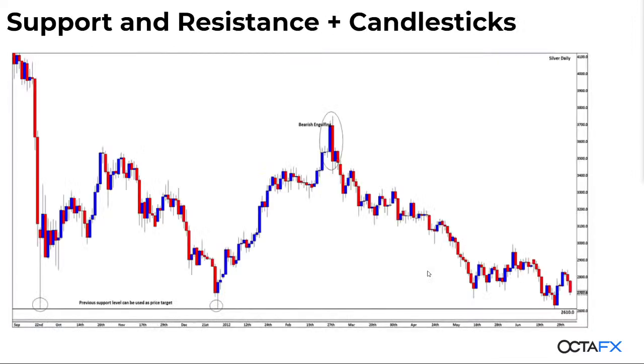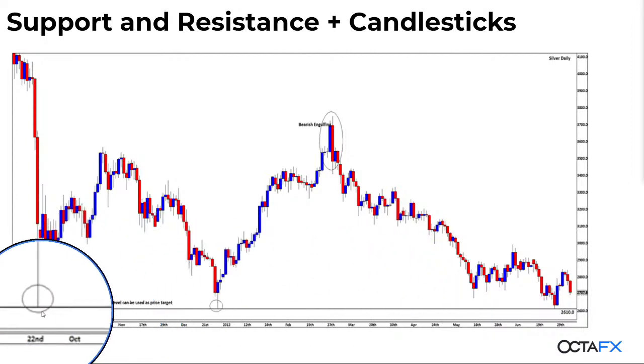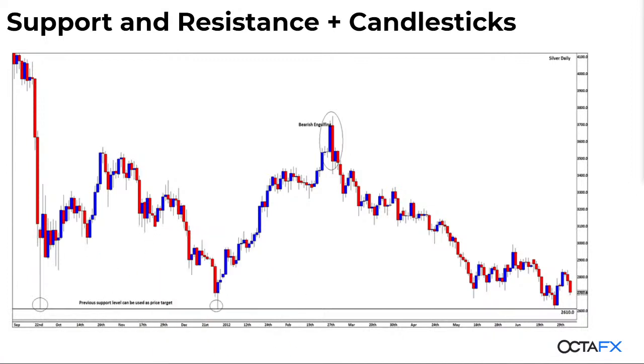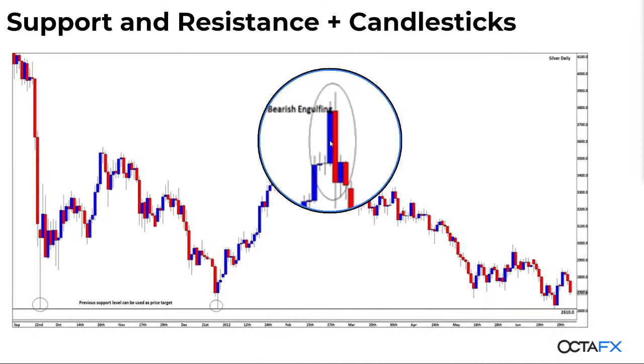Okay, next is how support and resistance works with candlesticks. We're going to touch on key levels tomorrow when we talk a little bit more about the psychology and the risk management side of things. But basically this is previous support. You can see the price bounces off there. Price bounces off there. You can take a look at the chart there, and then we have bearish engulfing.